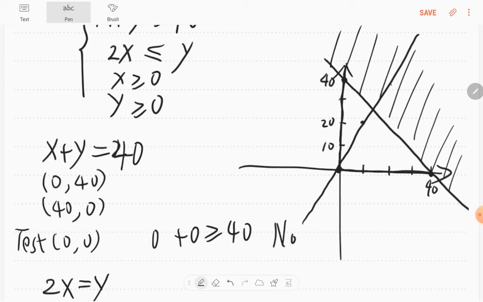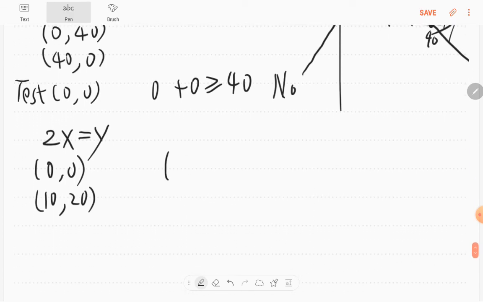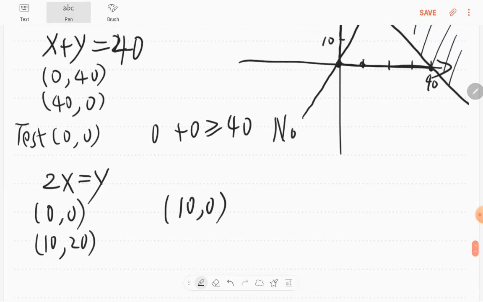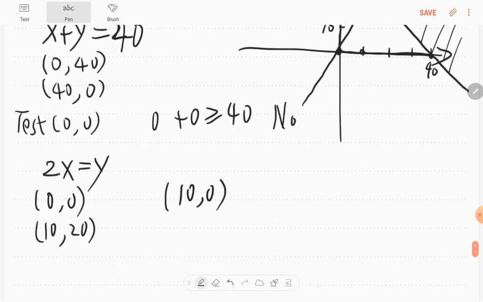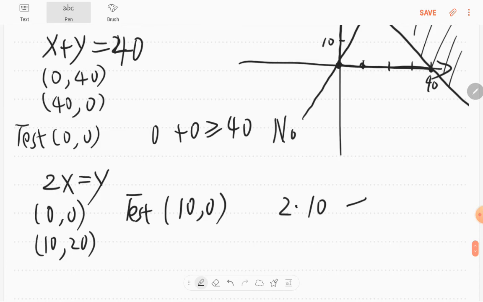Since the origin is on the line, on the boundary, we cannot use the origin, right? We just pick an arbitrary point. We pick this point, for example, the (10, 0) point. Okay, we test the (10, 0) point. So 2 times 10 should be less than or equal to 0. No.